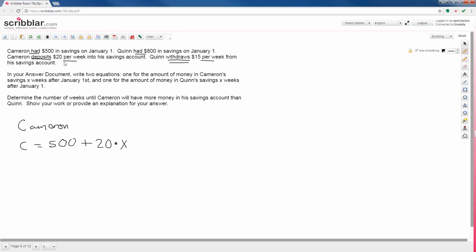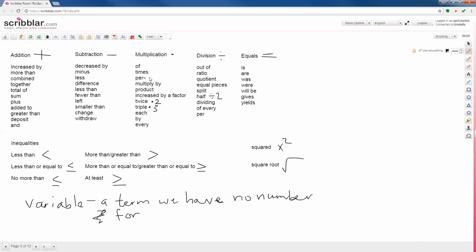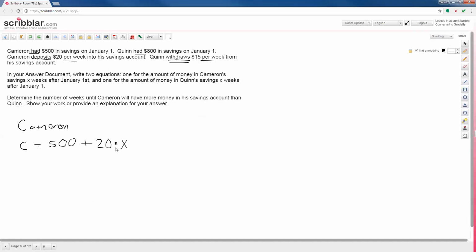So if you have something over time, like wages, you make $15 per hour, $20 per week. Using time usually means multiply instead of divide. So I'm going to add that to per over here. Usually involved with time if it wants multiply. So there's Cameron's equation. He started with 500. Cameron had, there's our equal sign, 500. Then he's adding, because he's depositing, $20 per week.